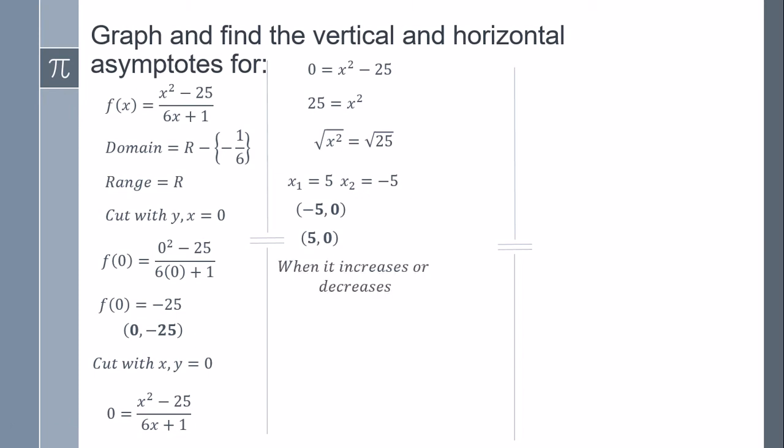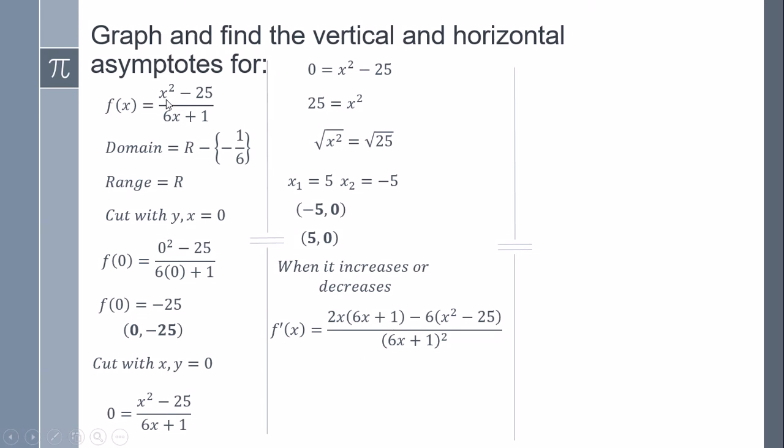Okay, now we are going to see in which intervals the function increases or decreases. This is determined by the first derivative. When the first derivative is positive, it means that the function is increasing. So here we have to derive this part, using the quotient rule, so the denominator is going to be squared.